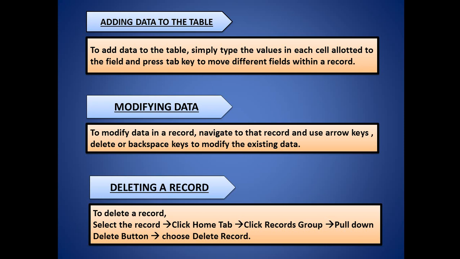Deleting a record means if you want to remove that record, you will have to select that desired record which you want to delete. Go to the home tab, click records group, pull down delete button will be displayed, and choose the delete record. So as soon as you click on the delete record option, your record which you have selected will be deleted from the database.